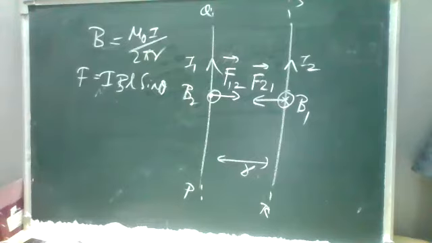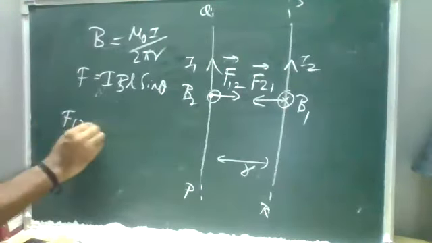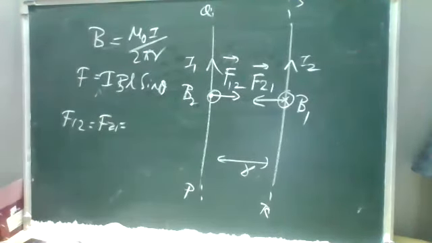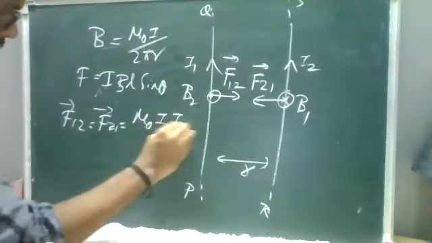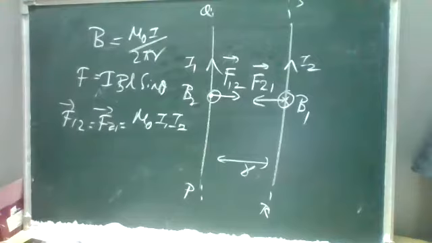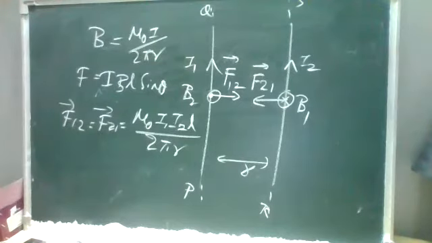From these two relations, in the same direction they will attract each other. So F12 is equal to F21, both vectors the same. The final relation is mu naught I1 I2 L by 2 pi r, where L is the length of the conductor. This is the force acting on the conductors when both currents travel in the same direction and attract. Remember these three relations.